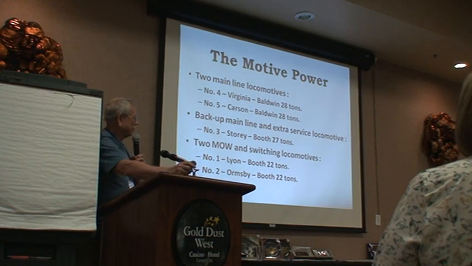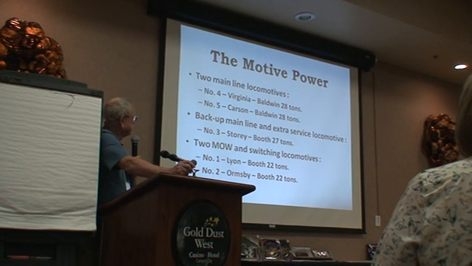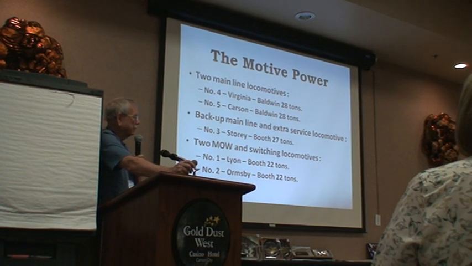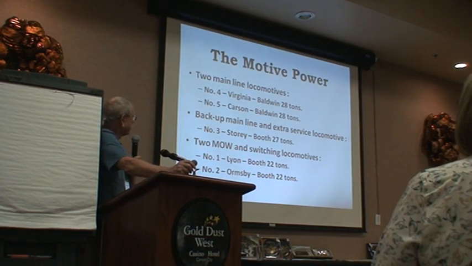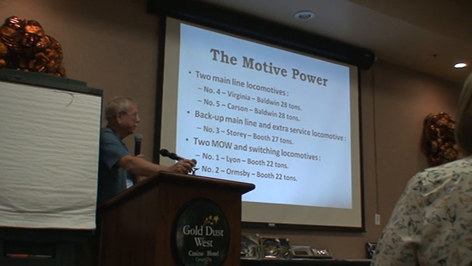Okay, you all know what the locomotives were, so I won't spend much time on that. Two Baldwin locomotives that were basically the mainline locomotives. The Story was the backup mainline locomotive and the one that handled extras. And then the Lion and the Ormsby did whatever else was necessary. And you'll see sometimes that was everything.